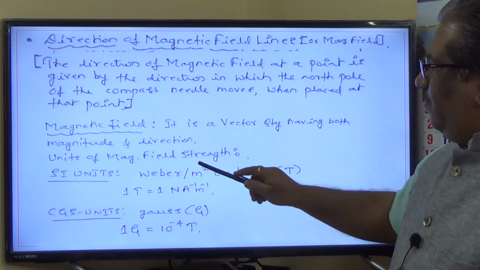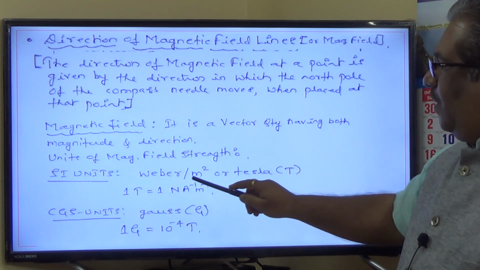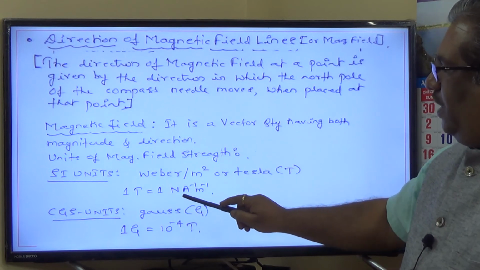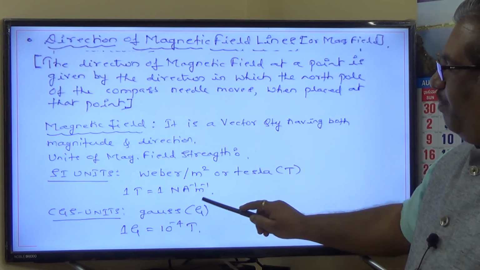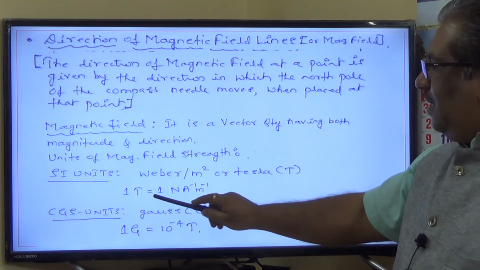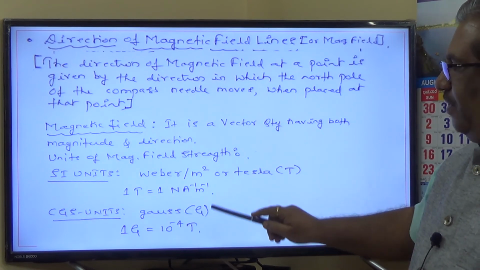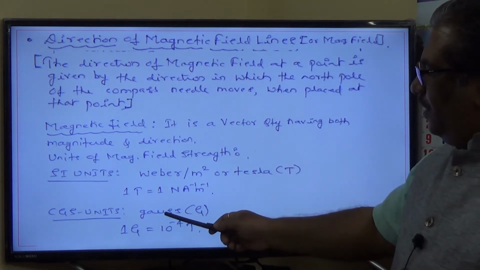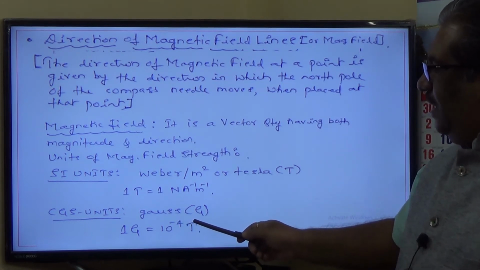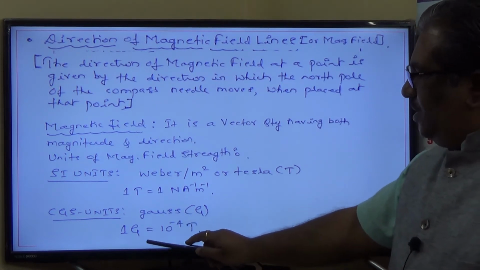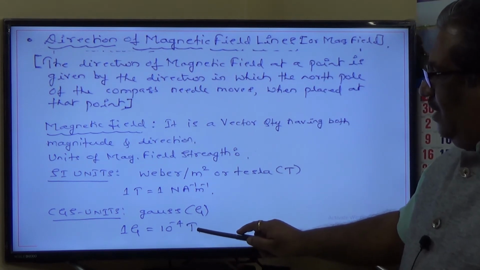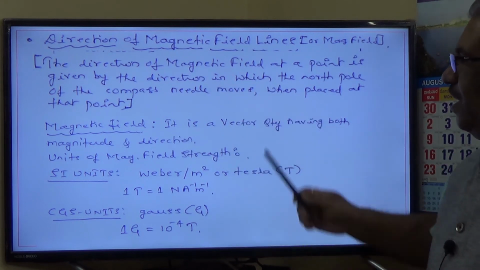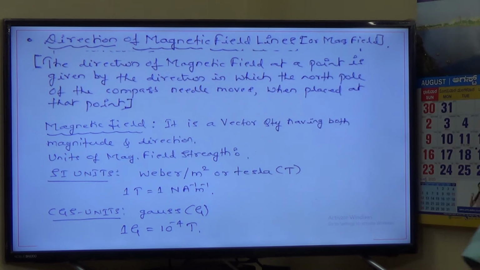What are the units of magnetic field strength? The SI unit is Weber per square meter, or it is called a Tesla, and 1 Tesla is nothing but 1 Newton per ampere per meter. What about CGS units? Gauss, which is represented by capital G, and which is named after the scientist called Gauss. So 1 G is equal to 10 to the power minus 4 Tesla. You got it? So these are the SI units and the direction of the magnetic field. Make a proper note of all this.